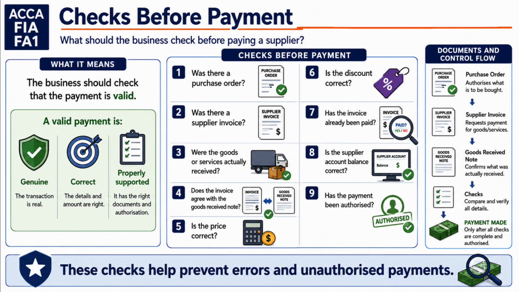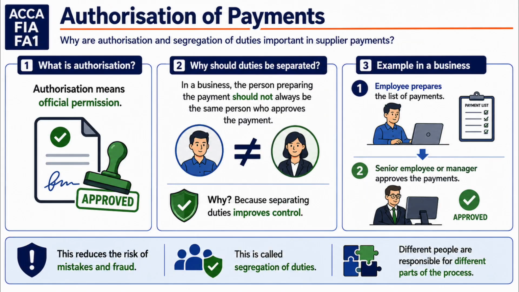Were the goods or services actually received? Does the invoice agree with the goods received note? Is the price correct? Is the discount correct? Has the invoice already been paid? Is the supplier account balance correct? Has the payment been authorized? These checks help prevent errors and unauthorized payments.